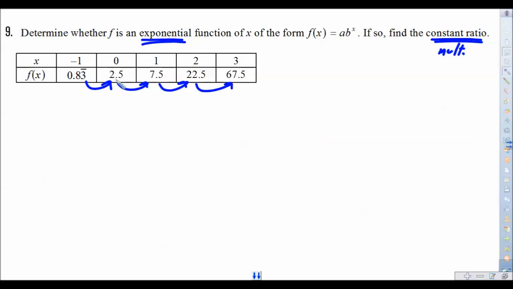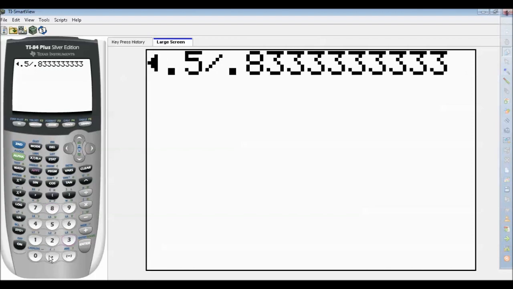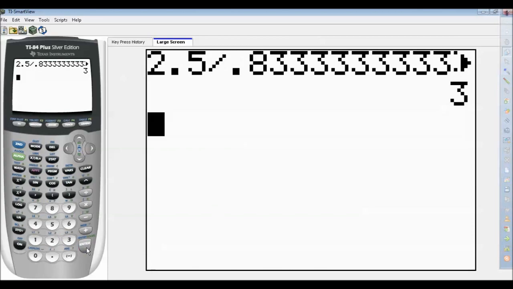So if we take the 2.5 divided by the 0.83 repeating, I talked a little bit about this in class, the trick to dividing it by 0.83 repeating, if you don't know what the fraction for that is, just take your 2.5 and then let's divide it by 0.83 and then just do enough 3's to get your point across. That ought to do it. Just notice there we get 3. Alright, great.